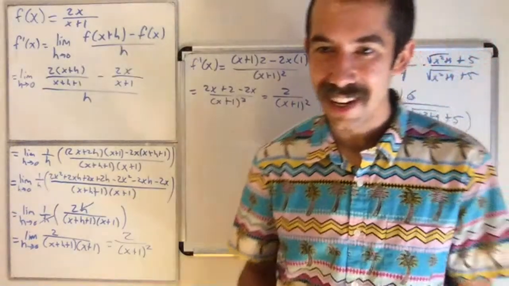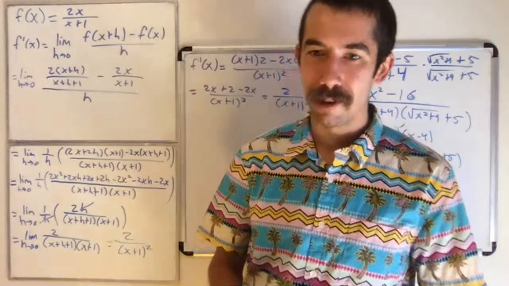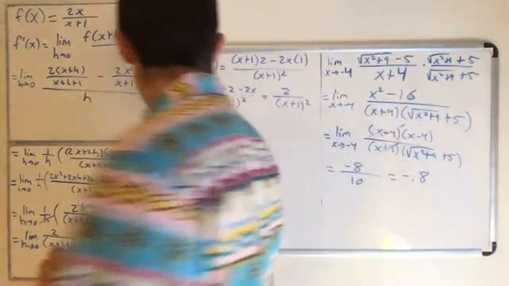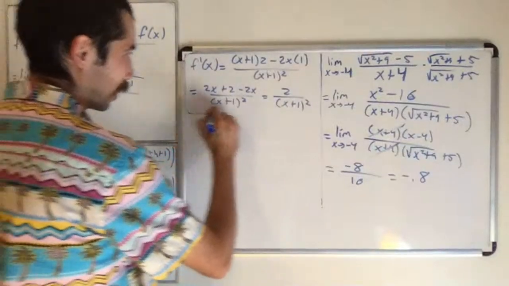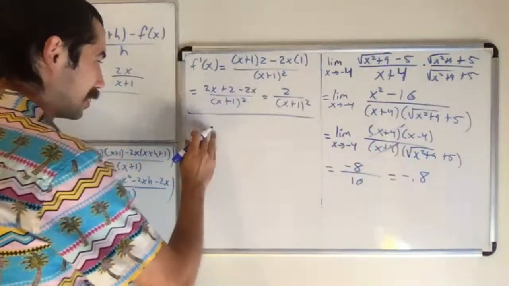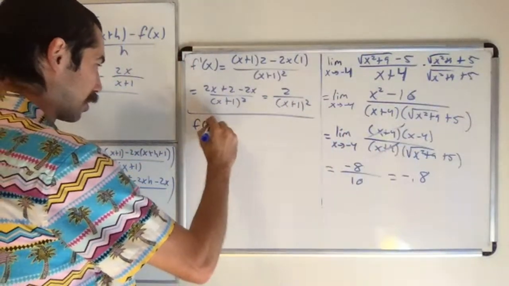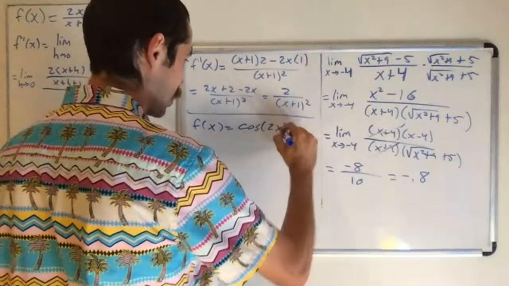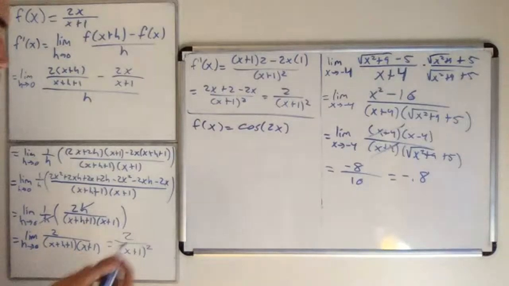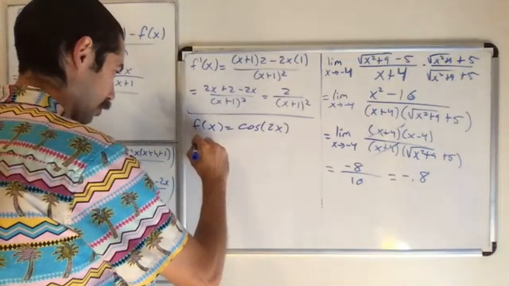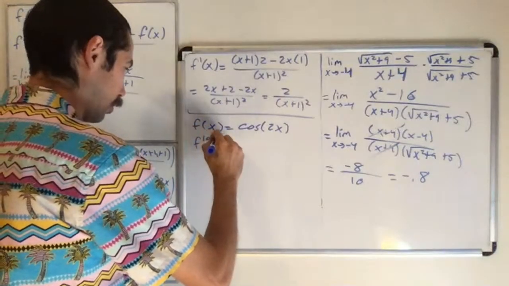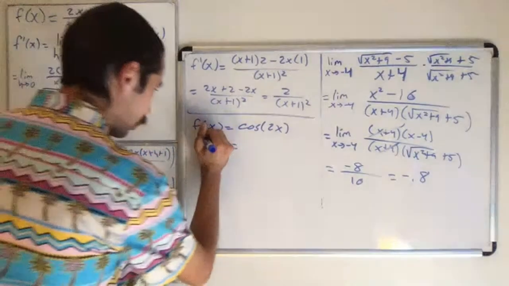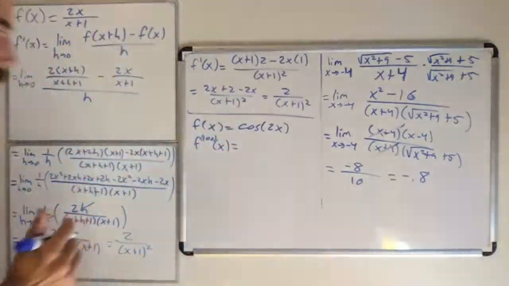All right, Jonathan says, can you go over a trig function that goes to a crazy high exponential power? Yeah, sure. This is good because it's quick. Let's say we wanted to find the 100th derivative of f(x) equal to cosine of 2x.